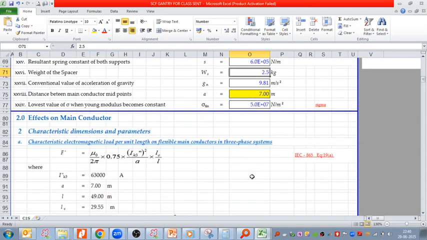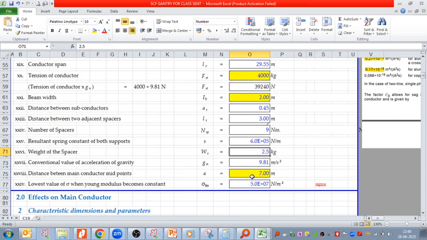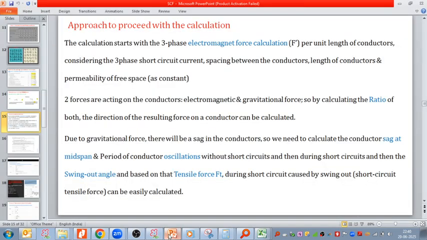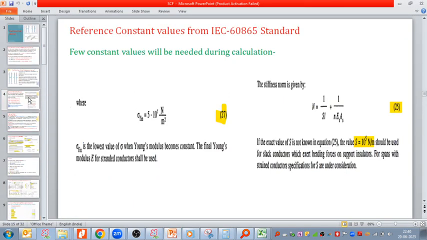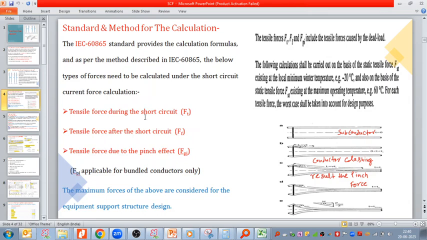My question is that the pinch force is applicable for the subconductor. So is it happening due to the short circuit force, or is it an individual force happening between the subconductors? Which page? Pinch force, yes, due to the subconductor only. If there is no subconductor, this force need not be calculated. But if there is a short circuit, will it have any effect on the pinch force or not?